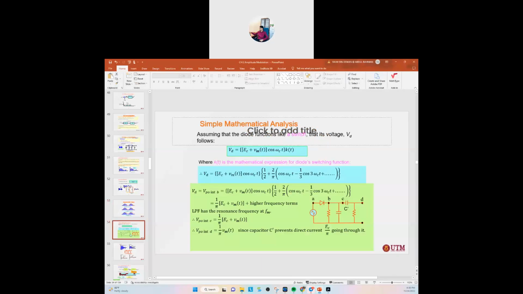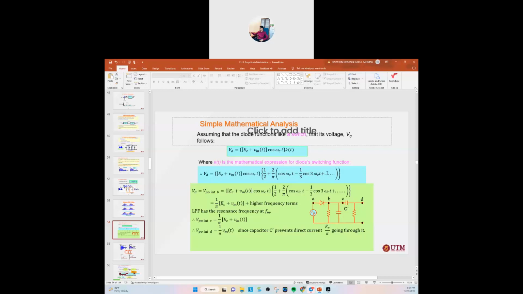Next, this one is still full AM. This is our envelope equation, this part, and this one is our carrier, and this one is what we call the diode switching function. Here the diode switching function is given as 1/2 plus 2/pi cos omega ct minus 1/3 cos 3 omega ct and so on. You see here, this one is cos omega ct, this one is cos 3 omega ct.